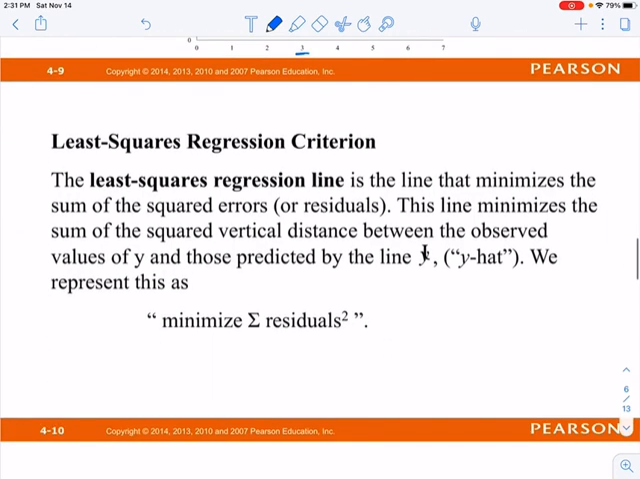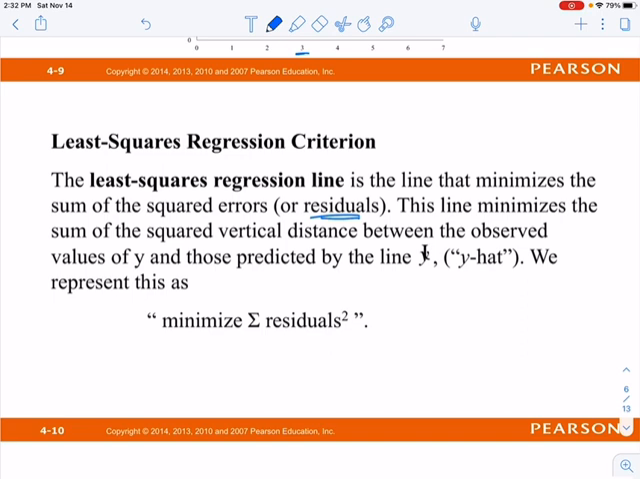Okay, so what's going to happen now? The least squares regression criterion. This is why we're talking about those residuals in the last one and why we have the word least squares instead of just a linear regression. The least squares regression line is the line that minimizes the sum of the squared errors, or the residuals. Again, we're going to minimize the sum of the residuals squared. That's what a least squares regression line does.